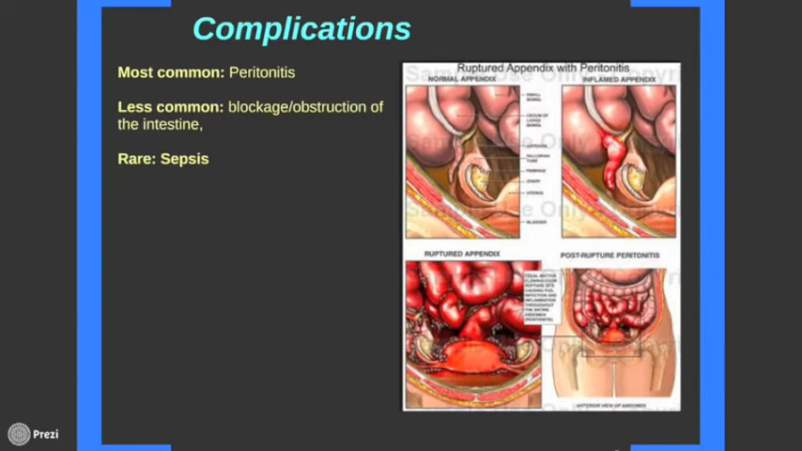Sepsis, on the other hand, is a quite rare but fatal complication. It occurs when the infectious bacteria from a ruptured appendix enter the bloodstream and travel to other parts of the body.